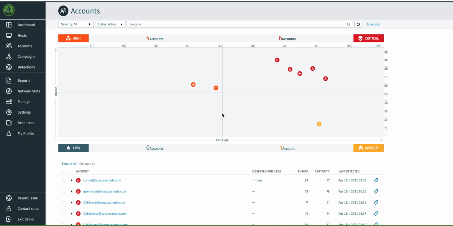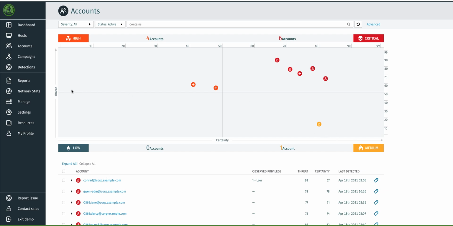What you're looking at here is a simple chart that automatically surfaces at-risk accounts. An account could be a user, service, or privileged account, which are behaving suspiciously. And the Vectra Cognito Detect product prioritizes these accounts into four risk categories: critical, high, medium, and low.